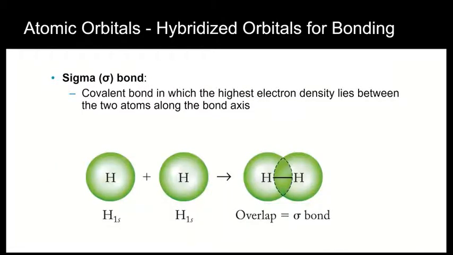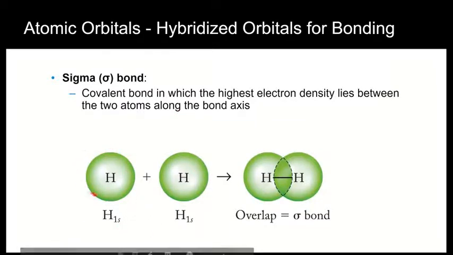So let's just take a look at hydrogen. Atomic orbitals, hybridized orbitals for bonding. So we're going to use the atomic orbitals to make hybridized orbitals. So a sigma bond, the first type of bond we'll look at, is a covalent bond. And remember, covalent means that we're sharing electrons, in which the highest electron density lies between the two atoms along the bond axis.